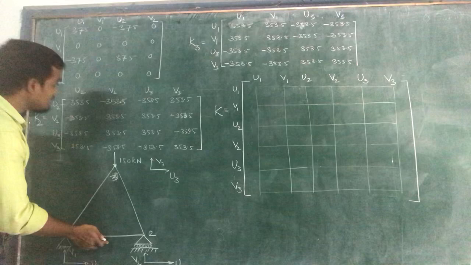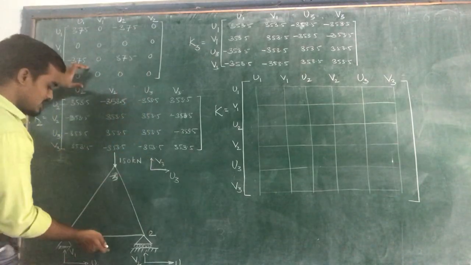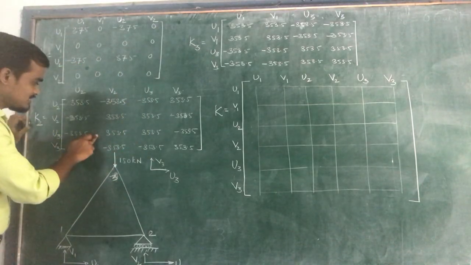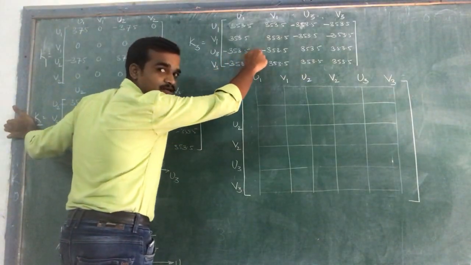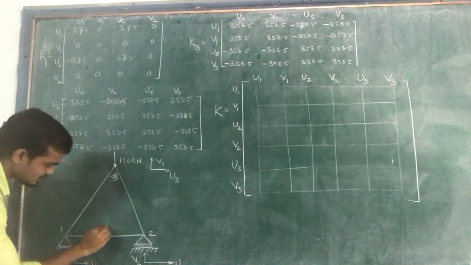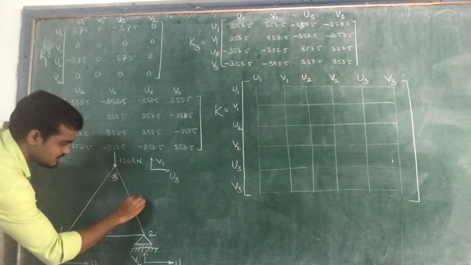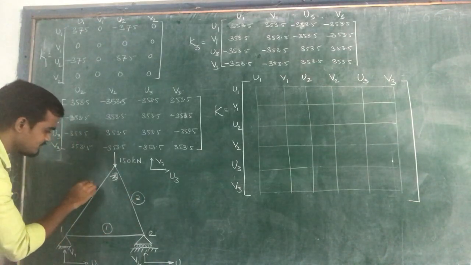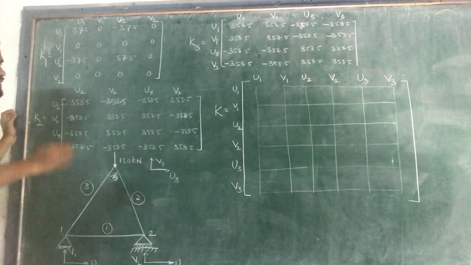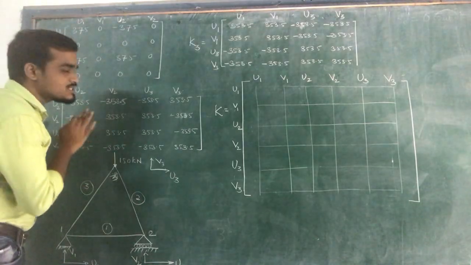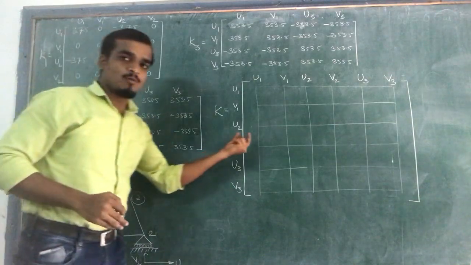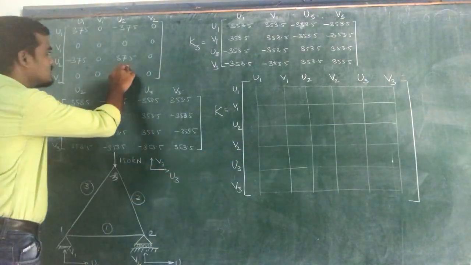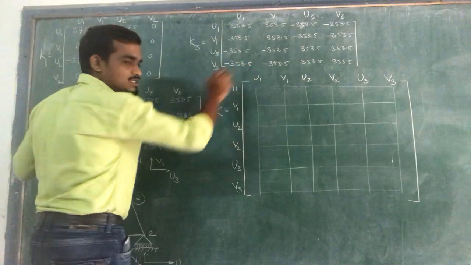This elemental stiffness matrix is for the first element, this one is for the second element, and this third elemental stiffness matrix is for the third element. So this is your first element, this is your second element, and this is your third element. In the previous lecture we constructed the elemental stiffness matrices. Now in this lecture we will construct our global stiffness matrix by using these three elemental stiffness matrices.